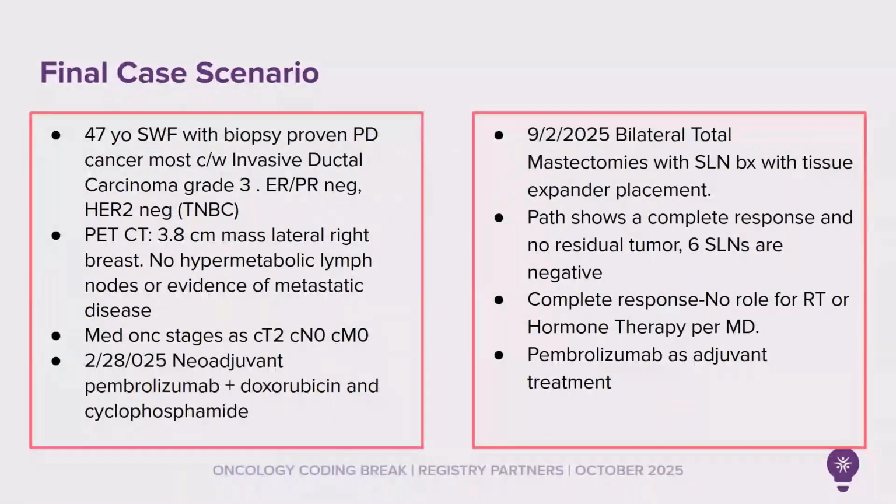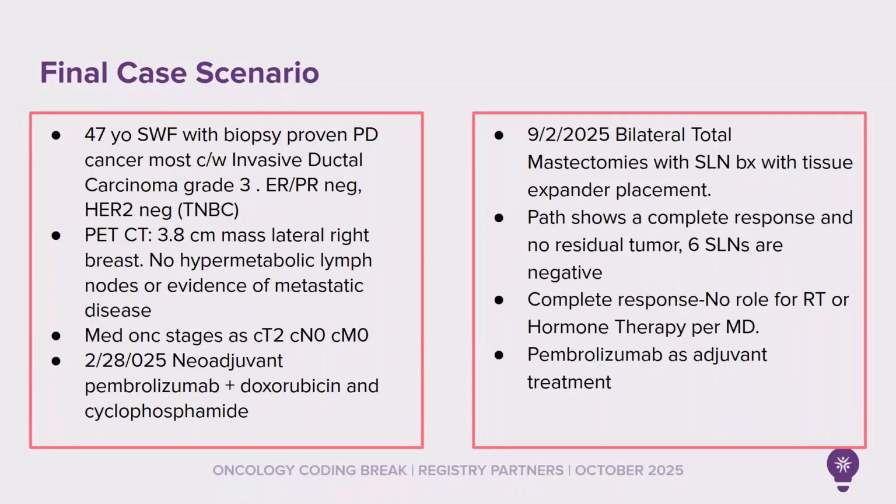But we've reviewed all of the treatment options for breast cancer. This brings us to our final case scenario. There's a 47-year-old single white female who presents to treatment on 3/29/2025 who has a biopsy-proven, poorly differentiated cancer, most consistent with invasive ductal carcinoma grade 3. Ancillary studies show that the cancer is triple negative, so this is ER/PR negative and HER2 1+.